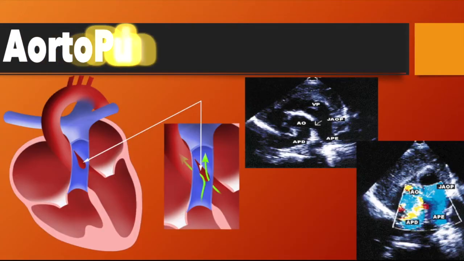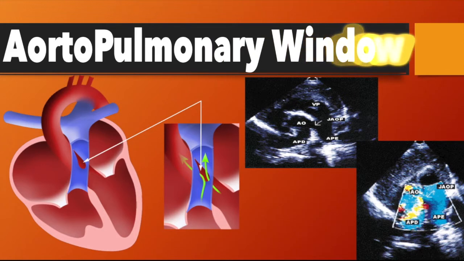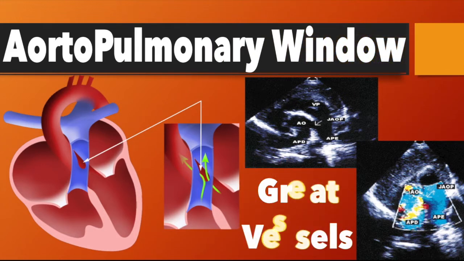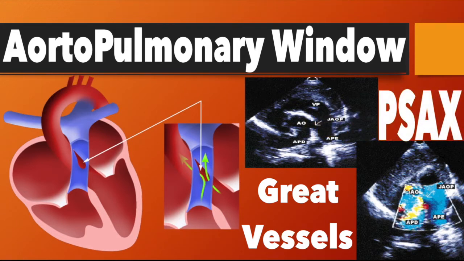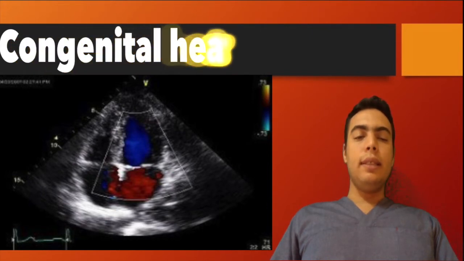And now let's talk about the aortopulmonary window. The aortopulmonary window is best seen at the great vessel level in the parasternal short axis view. As you can see here, guided by the arrow, is the window or a bridge between the aorta and the pulmonary artery. The lesson today is congenital heart disease.